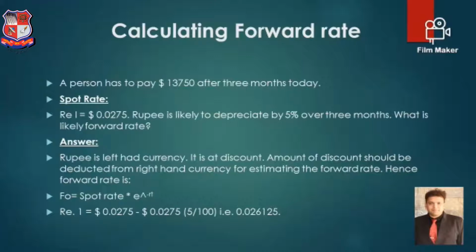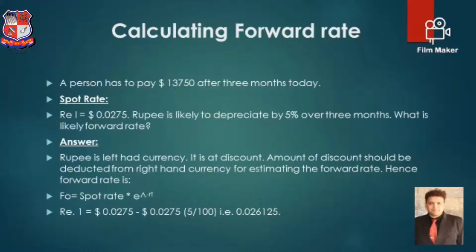The spot rate is 1 rupee equals $0.0275. That means when you give 1 rupee, you will receive $0.0275. This is what the spot rate is. Now the question is, the rupee is likely to depreciate by 5% over 3 months. That means today, when you give 1 rupee, you receive 0.0275. But after 3 months, the rupee is going to depreciate, so you will definitely receive less than this, which is 5% less.